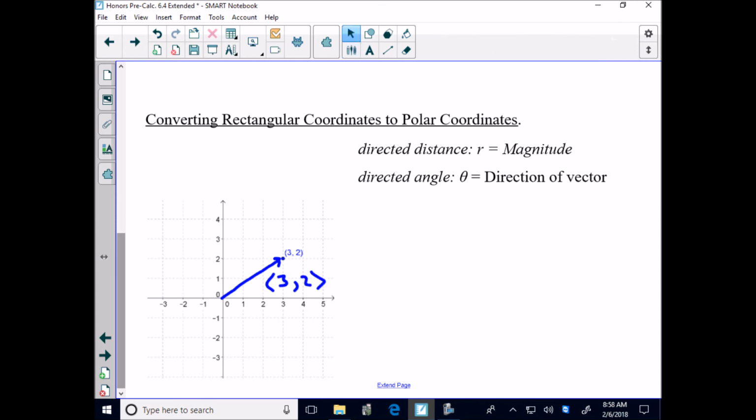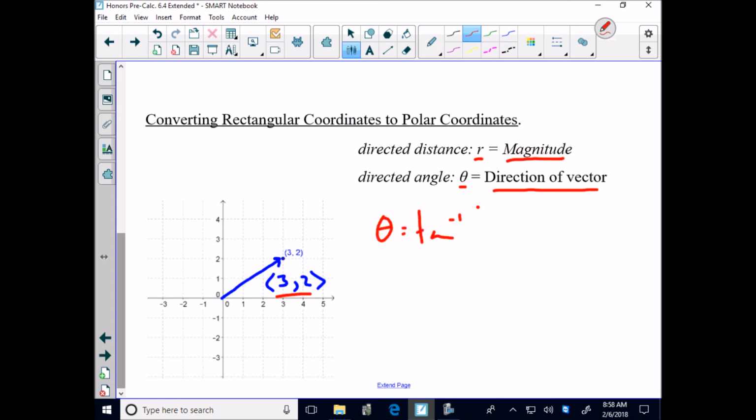Now if I have component form for my vector and I'm looking to get the r value of my polar coordinates, which is of course the magnitude of the vector, and my directed angle theta, which is of course the direction of the vector, then I can use the things that I know about vectors. So we're going to say that theta is going to be inverse tan of the vertical component of 2 divided by the horizontal component of 3, which is approximately 33.7 degrees.